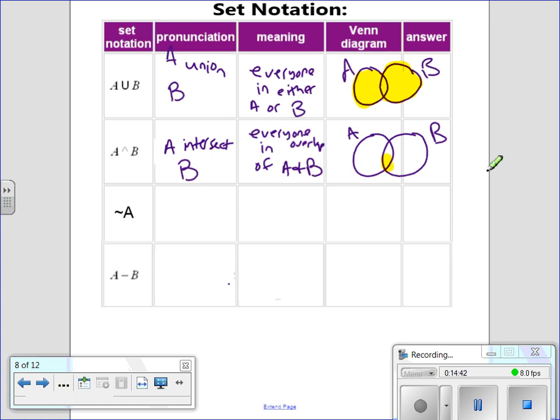All right. This one is called not A. So as long as you don't live in set A, you're good to go. Everyone not in A. It's pretty easy to write. Everyone not in A.